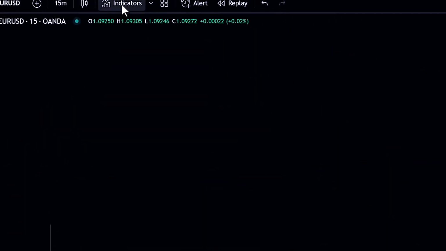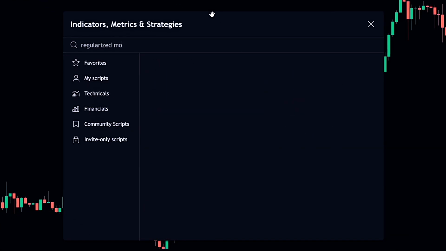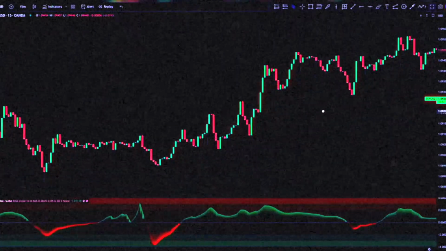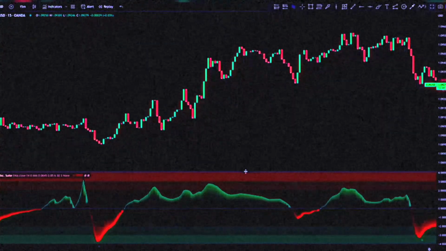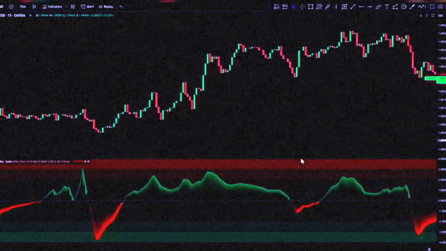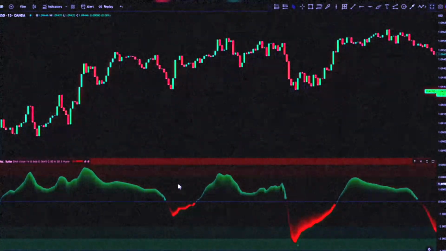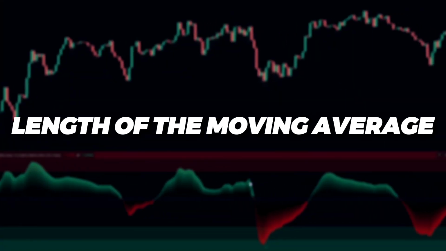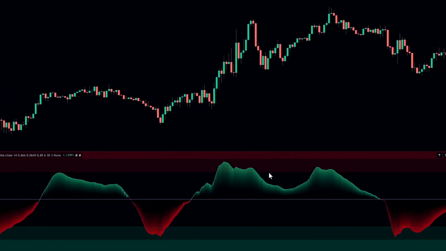Once you're set, go to the indicator search bar, type in regularized moving average oscillator, and choose the one created by this amazing author. Big shout out to them, by the way. The regularized moving average oscillator is a complete trading tool that provides strong insights into overall market direction and momentum. It calculates moving averages based on the settings you choose, which include things like the length of the moving average, the type of average, and even any smoothing adjustments you want.